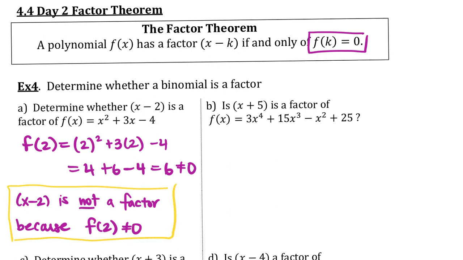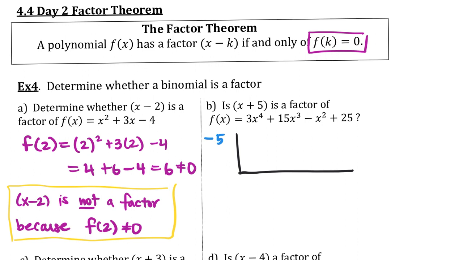Okay, let's look at B. B is asking, is x plus 5 a factor of f of x? Okay, if it's x plus 5, then that would be when x equals negative 5. So I want to see if f of negative 5 is equal to 0. Now, if I want to plug negative 5 in here, I'm going to have to do negative 5 to the 4th, and I really don't want to. So to evaluate f of negative 5, I'm going to do synthetic, and that's because it looks easier in this particular case.